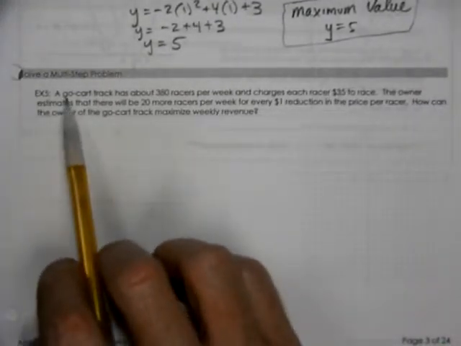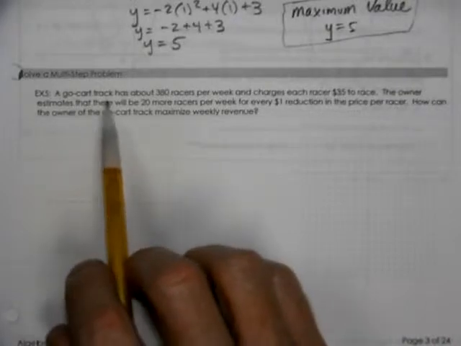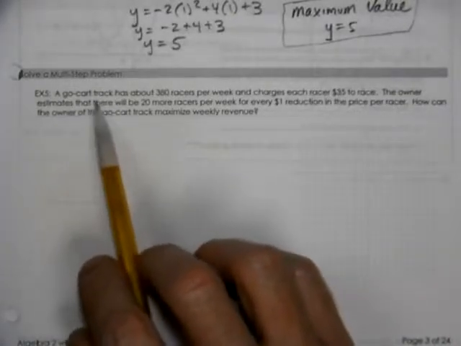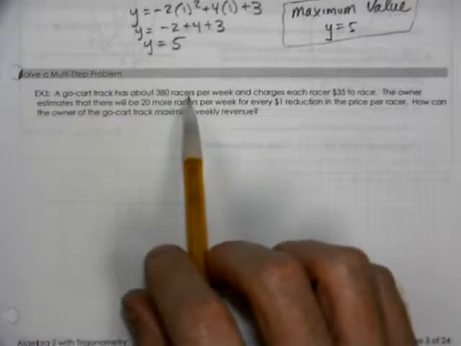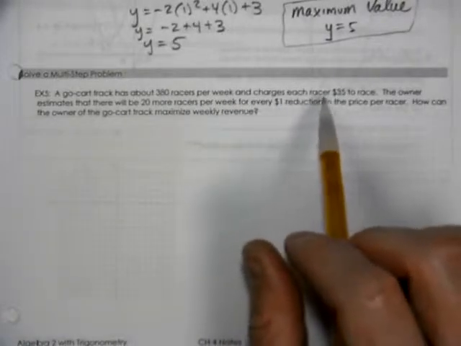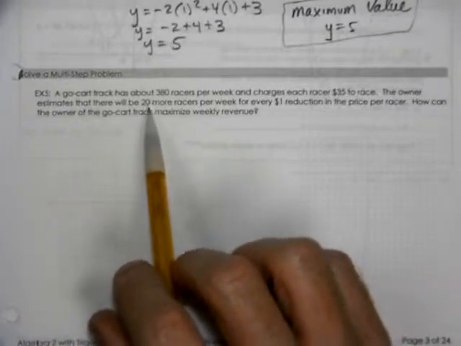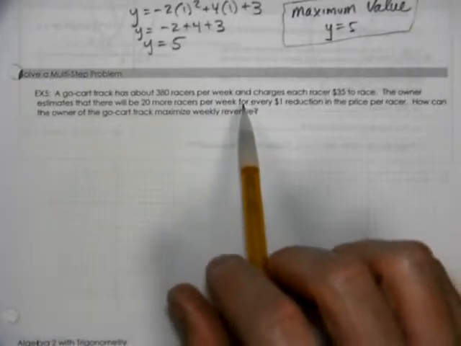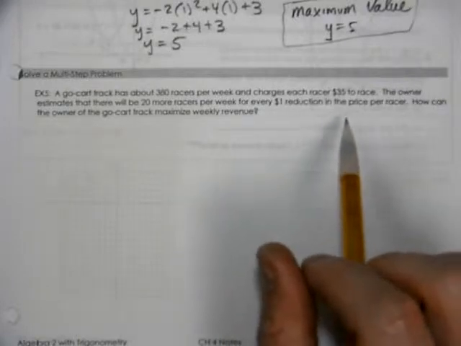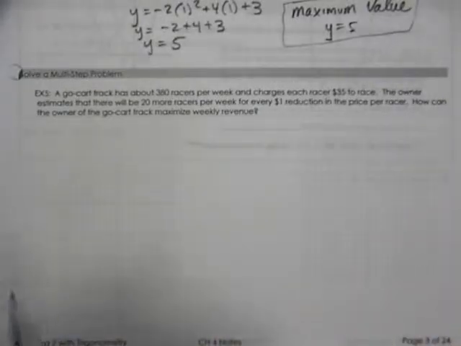Okay, here we're going to go on a go-kart track. A go-kart track has about 380 racers per week and charges each racer $35. The owner estimates that there will be 20 more racers per week for every $1 reduction in the price. So as you make the ride cheaper, you're going to get more people to show up.